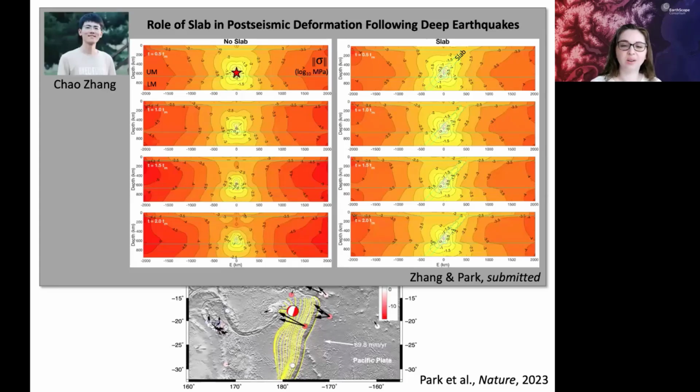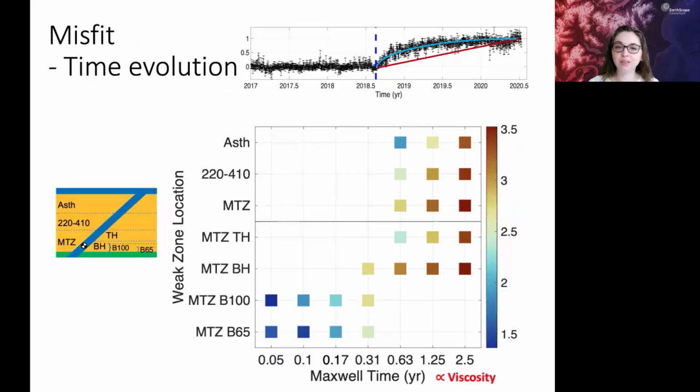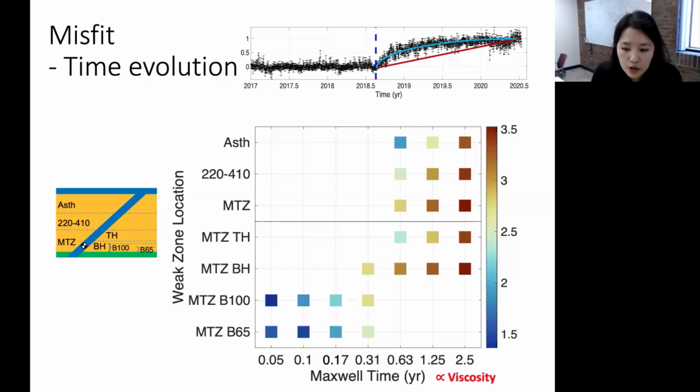Okay. All right, so next up we have: recent geophysical observations suggest that the lithosphere-asthenosphere boundary, LAB, can be a weak low viscosity layer. Do you think the presence of such an LAB beneath the slab could contribute to the post-seismic deformation from deep earthquakes? Yeah, that's a really great question.